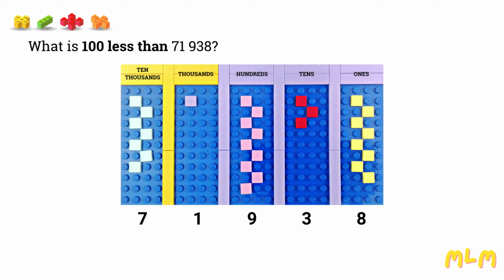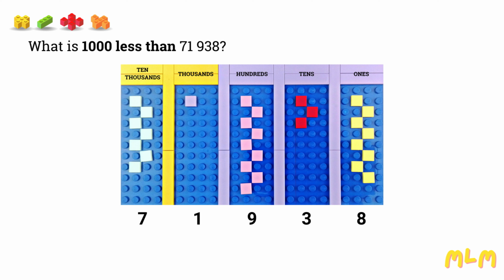Let's have another example using the same number. What is 100 less than 71,938? Let's take away one LEGO dot from the hundreds column. 100 less than 71,938 is 71,838.